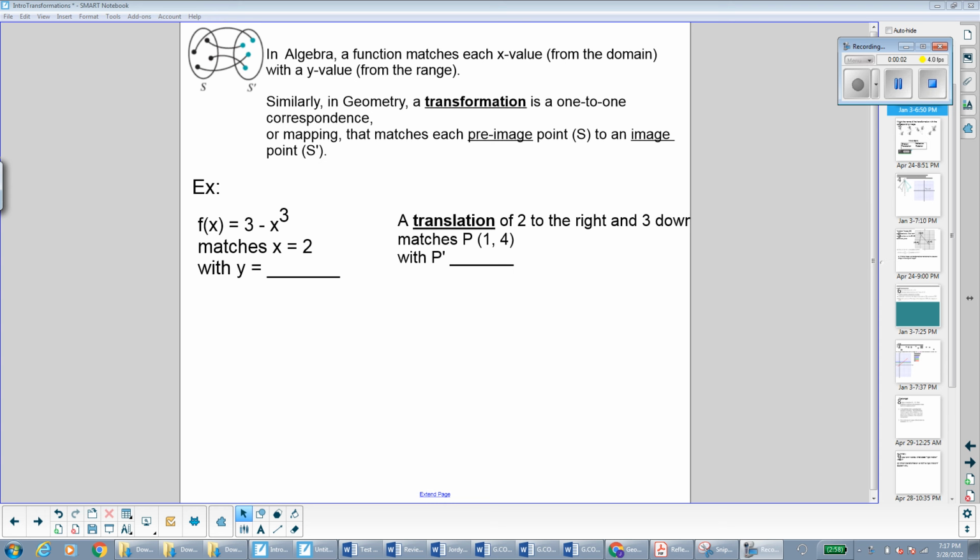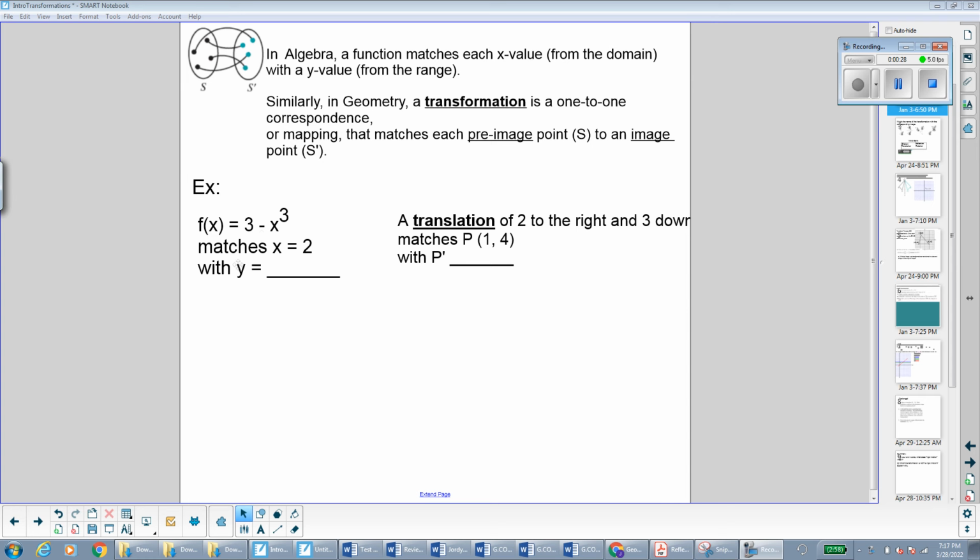Hi everybody, so in this video we'll be talking about transformations. So in algebra, a function matches each x value from the domain with a y value from the range. Similarly, in geometry, a transformation is a one-to-one correspondence or mapping that matches each pre-image point S to an image point S prime.